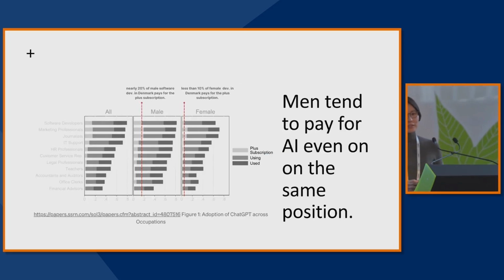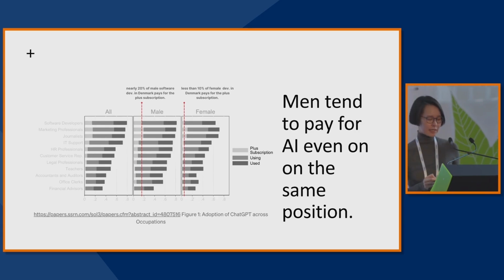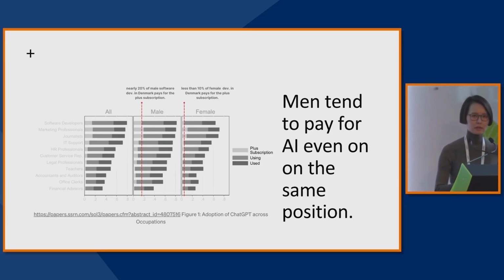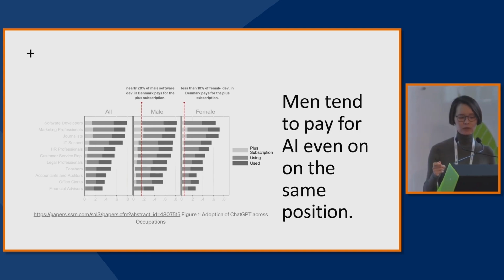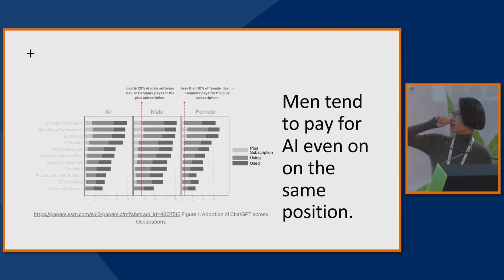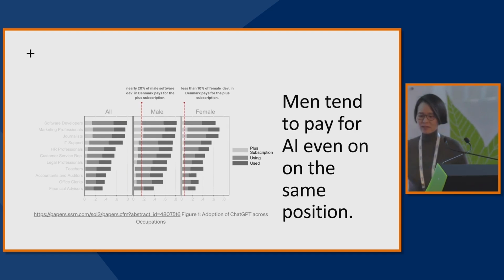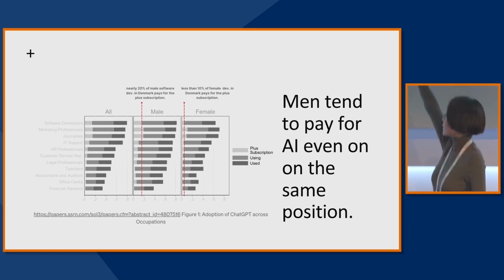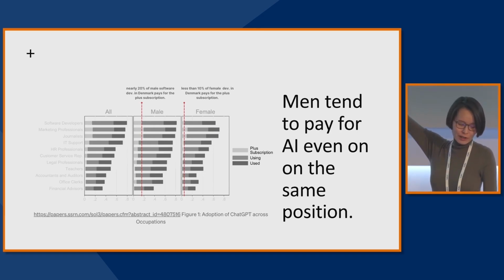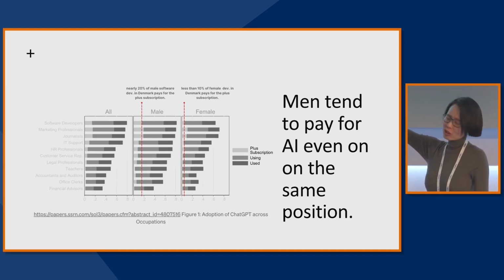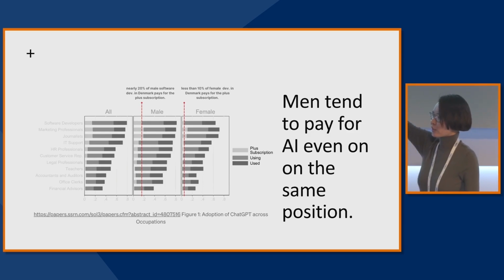Here's another study by a group of researchers in Denmark. What they look at here is essentially the ChatGPT usage among the Denmark population. This graph is comparing the ChatGPT usage behavior between male and female professions on specific types of roles. The first role was a software developer profession, and the second role is a marketing profession, and then you have journalists, you have IT support.